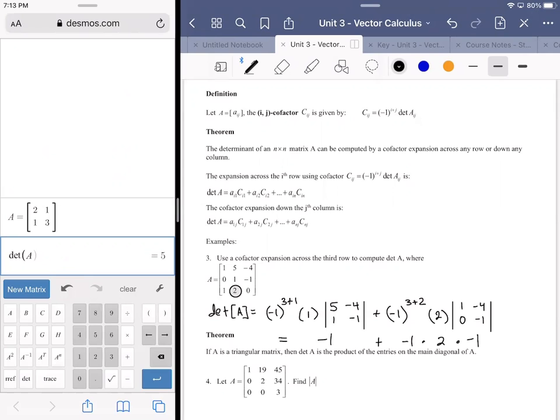But then the last entry would be -1 to the 3 plus 3 times 0 times the determinant of a 2 by 2 square matrix when you remove the row and column containing that number 0. However, since one of the factors is 0, the whole thing zeroes out and becomes irrelevant. So we're looking at -1 plus those two negatives offset each other. So -1 plus 2 is equal to a +1.